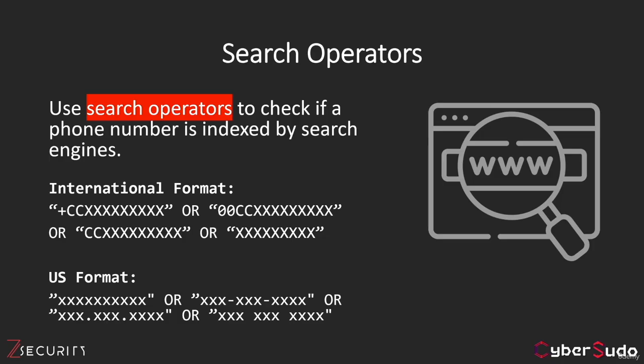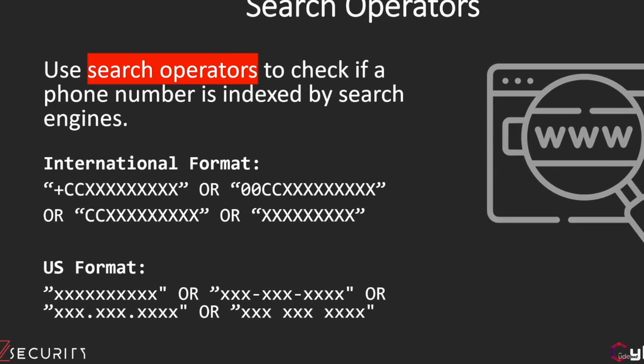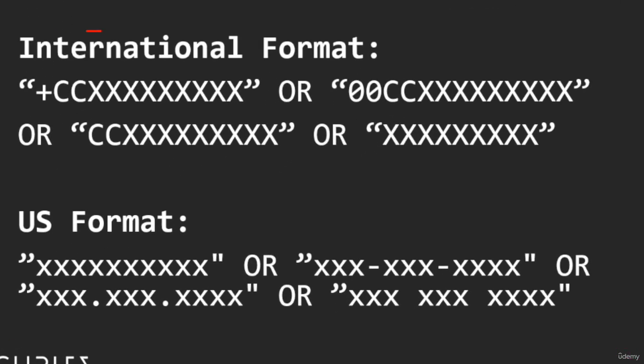So in this lecture, you have learned how you can use search engine operators to check whether a phone number is indexed by search engines or not. We have used 2 search operators. The first one is for international phone numbers only, and the second one is for US or Canadian phone numbers.